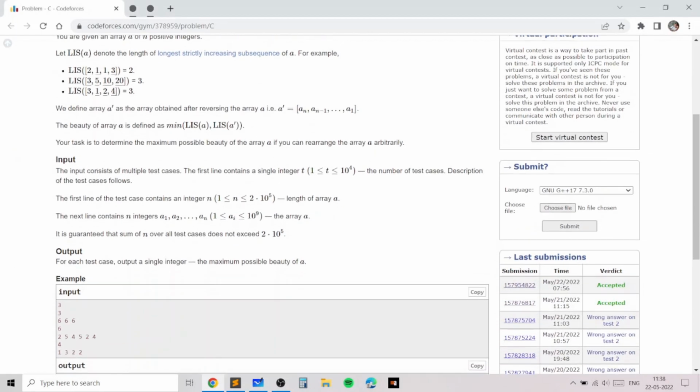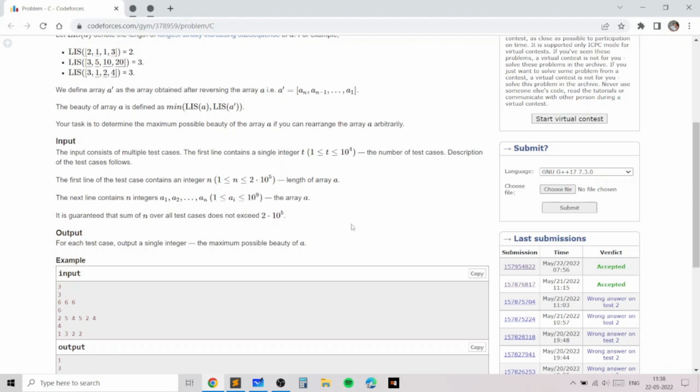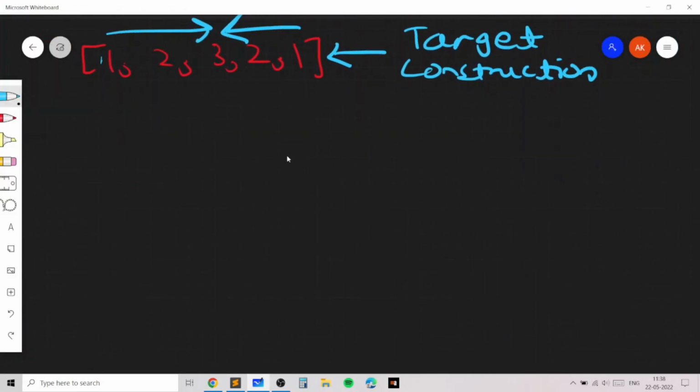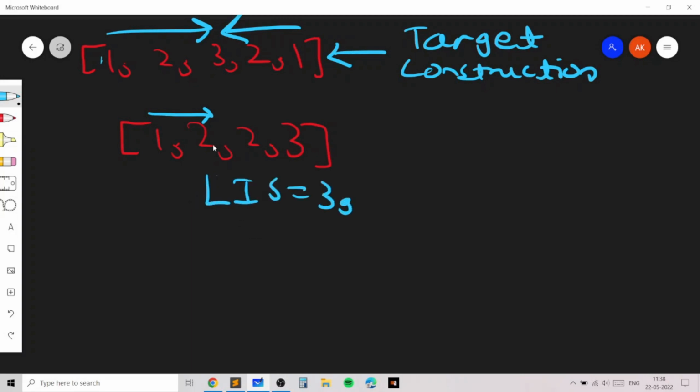However, as you can see in the third example, it's not always the case that the array will be palindromic. It could be possible that the array consists of numbers like this. So in this case, it won't be possible to make it palindromic, because 1 and 1 are not the same on either side. And if you just consider this array in the sorted manner, then obviously the LIS is 3, but the LDS is 1, and hence the minimum of 3 and 1 is 1, so this is not optimal.